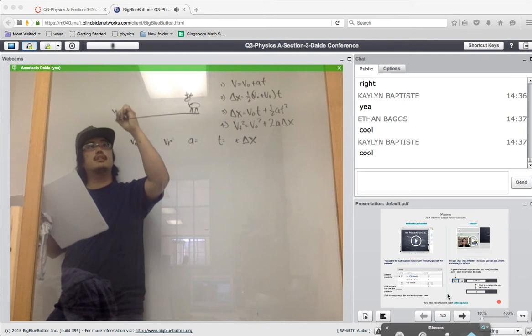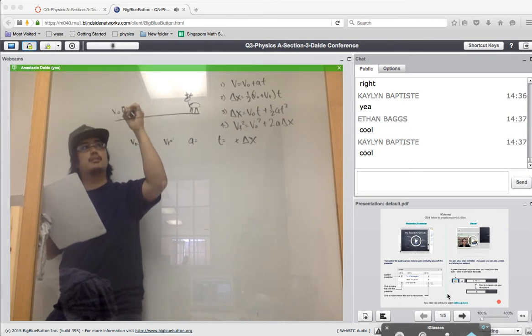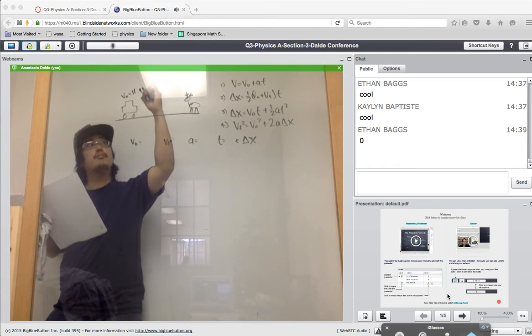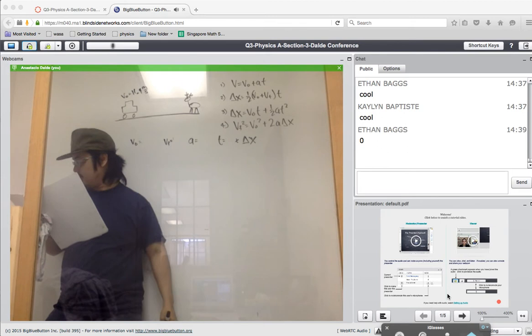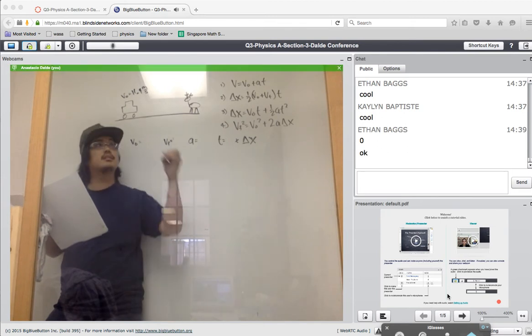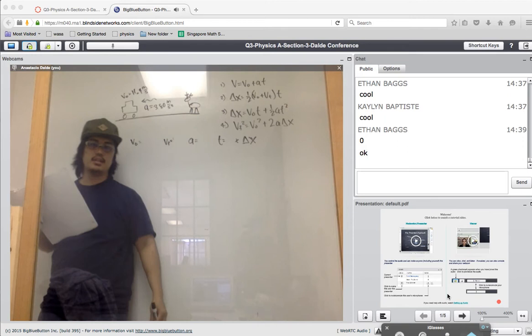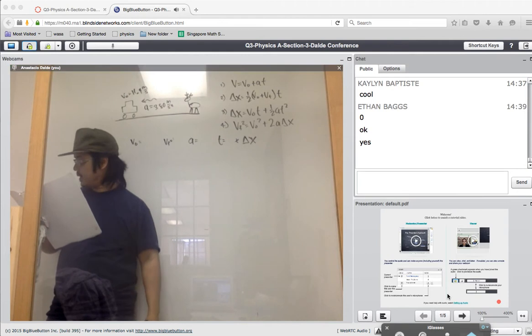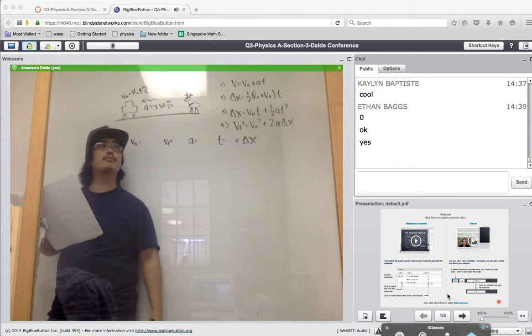Your initial velocity of your car will make this your car. Your initial velocity was 11.4 meters per second. We cool? Your brakes can decelerate at 3.80 meters per second squared. All right, do you guys see that? Okay. And I guess the question is, how long does it take for your vehicle to stop?